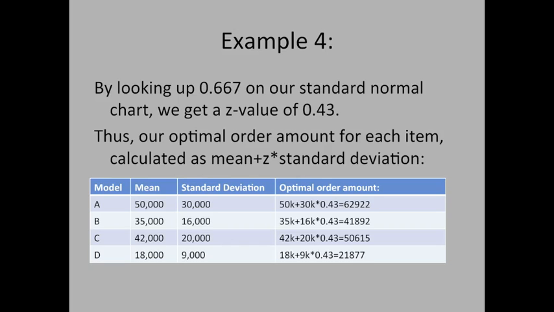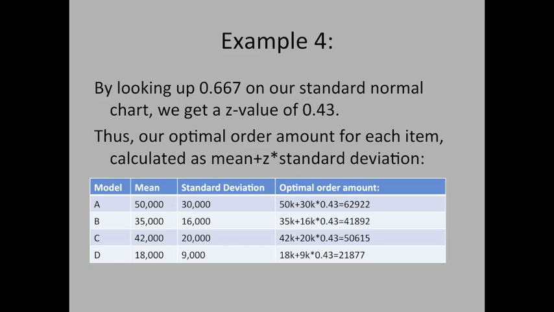Next step, we look up 0.667 on our standard normal chart. We find that this corresponds to a z-value of 0.43. So when we calculate our optimal order amount for each item, we're going to calculate it as the mean demand plus the z-value times a standard deviation, with that z-value being this 0.43 that we've just figured out.